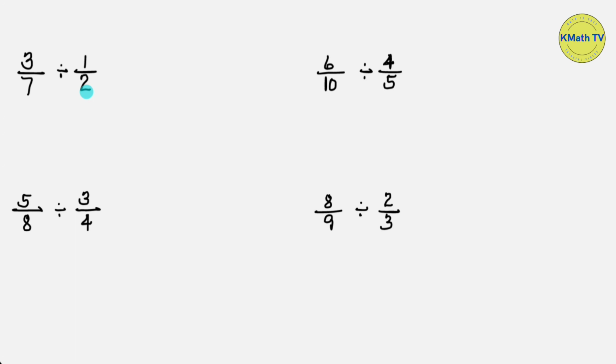Now, to get the reciprocal of the divisor, just change the position of the numerator and denominator. Just flip the divisor. Okay, let's solve the first example step by step. First, copy the dividend 3/7. Next, get the reciprocal of the divisor. Just change the position of the numerator and the denominator. So, the denominator 2 will become the numerator and the numerator 1 will become the denominator.